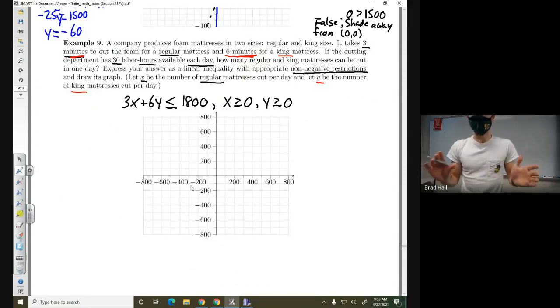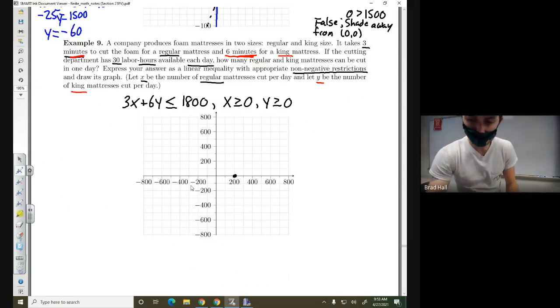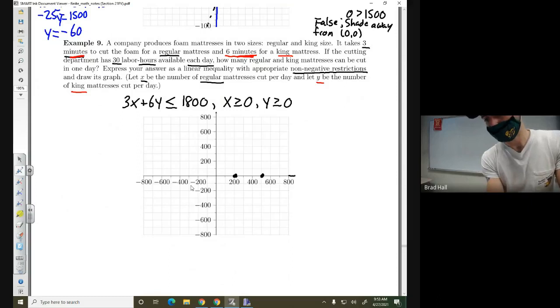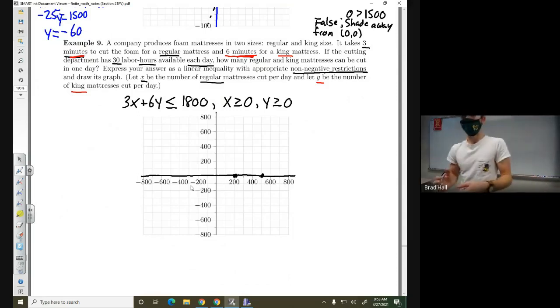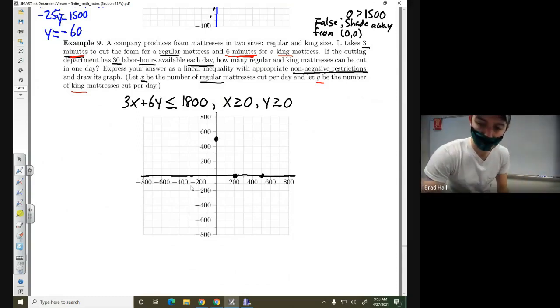And anytime you have non-negative restrictions, you need to put a line on the x-axis and a line on the y-axis, a solid line. So here's a line on the x-axis. Again, to plot a line in MyMathLab, you need to plot 2 points. It doesn't matter where the 2 points are, you just need a horizontal line on that axis. Same with the y-axis. And it doesn't matter where you put the 2 points.